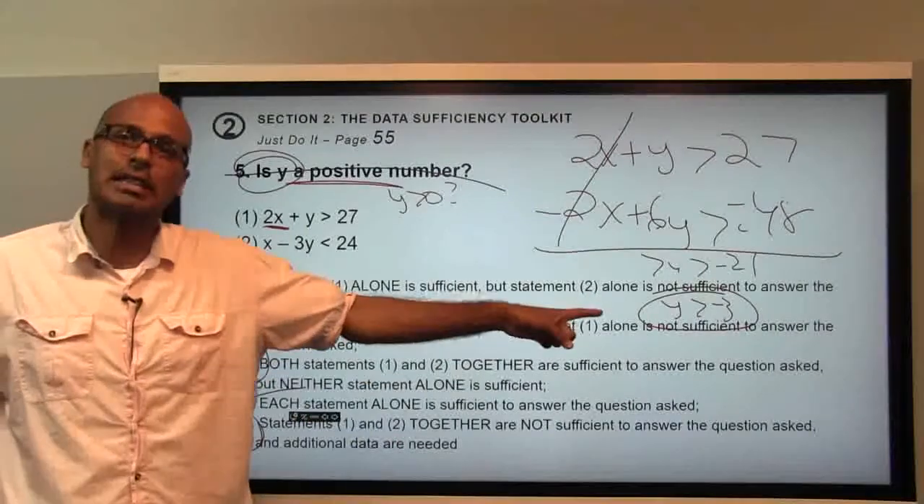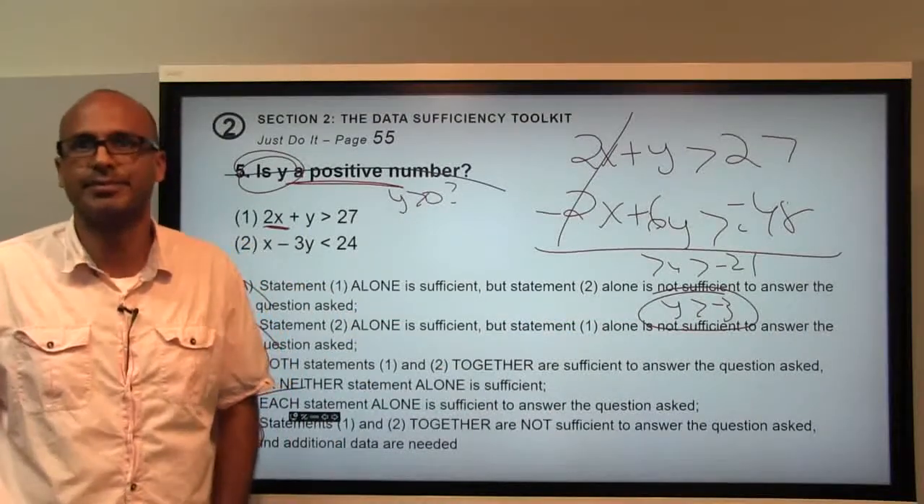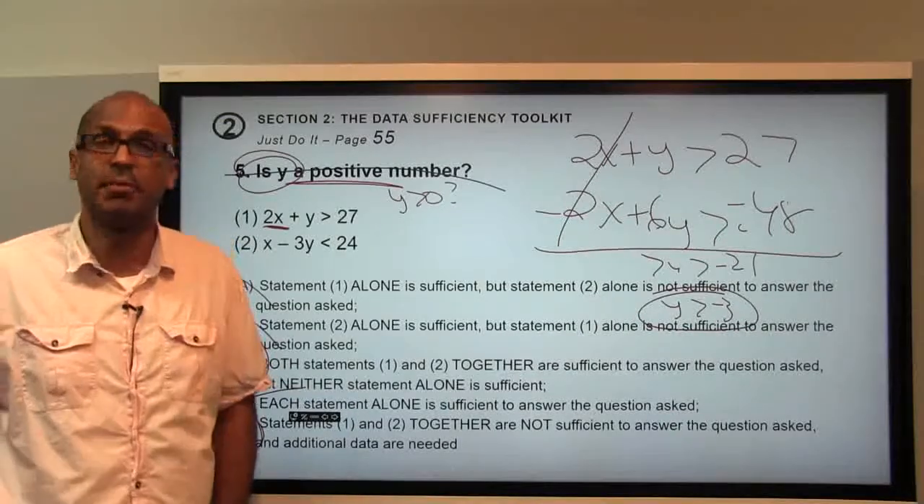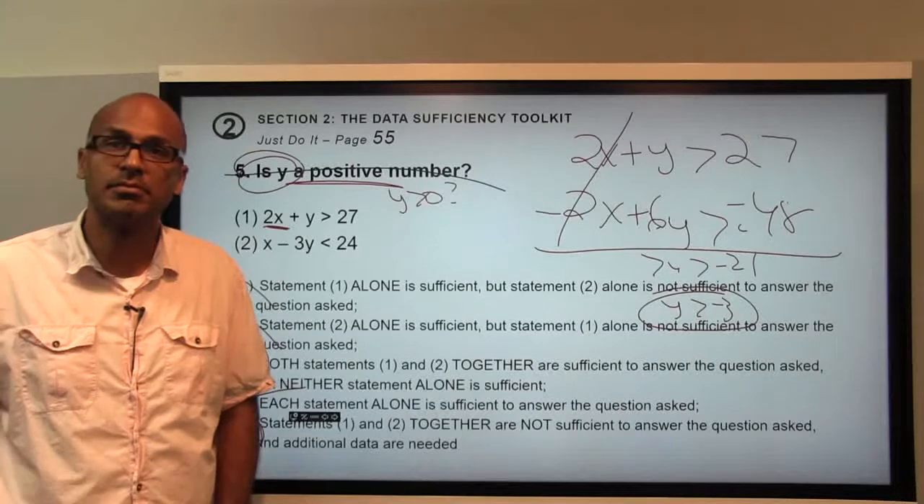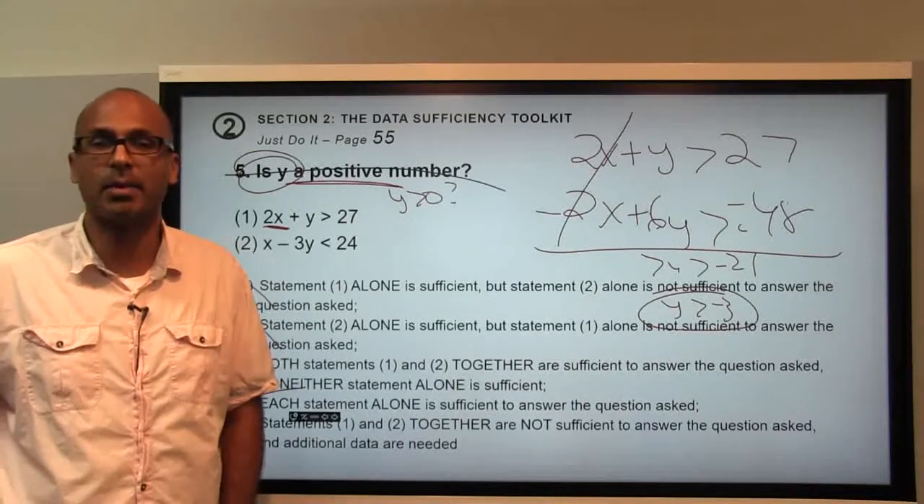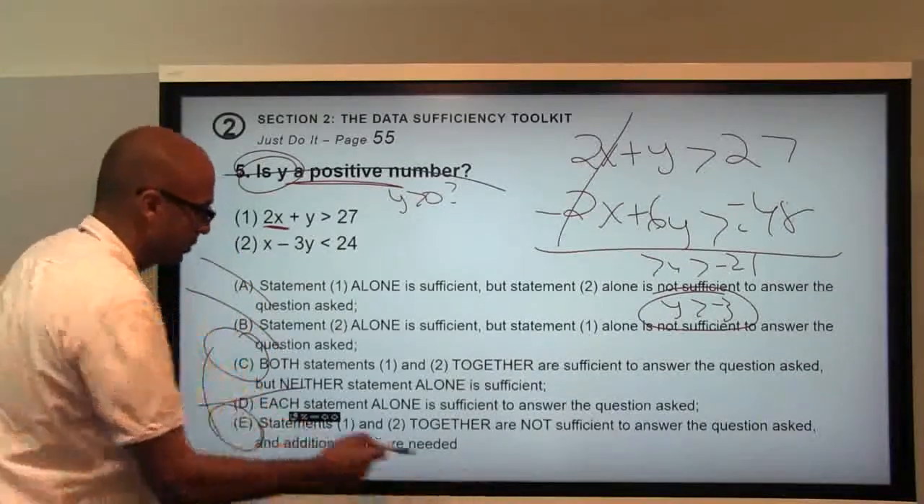It's important you get there. Because y being greater than negative 3, is that positive? Maybe. It could be negative, it could be 0, it could be positive. I could get a bunch of yeses, I could get a bunch of nos. Is that going to be sufficient? Hell no.